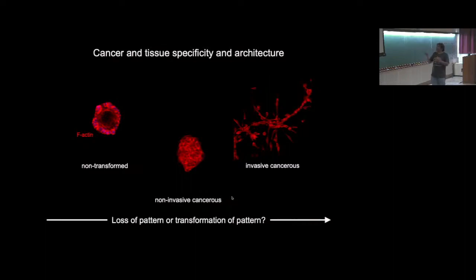Now, these are breast cancer cells which are not of a very aggressive nature. All they do is divide a bit fast, and then they form these rounded spherical structures.